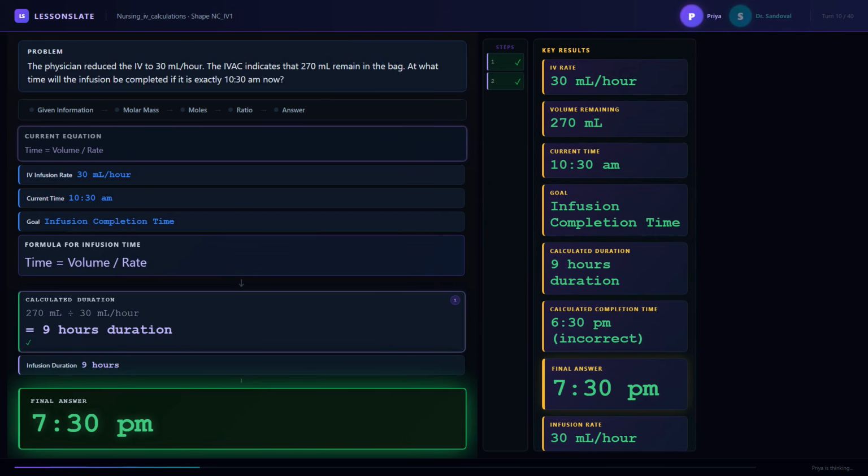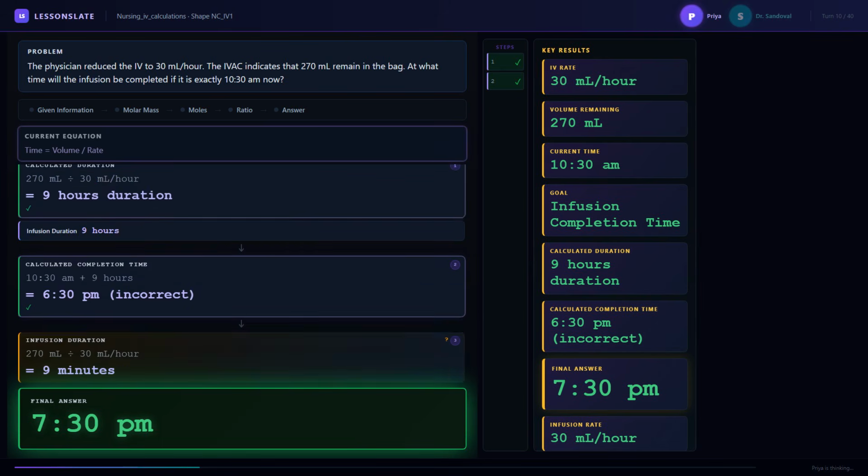I think we need to figure out how long the 270 milliliters will take to infuse. So I would divide 270 milliliters by 30 milliliters per hour, which gives me 9. Does that mean it will take 9 minutes? I always get mixed up with hours and minutes sometimes.